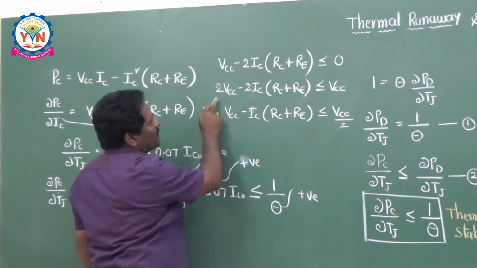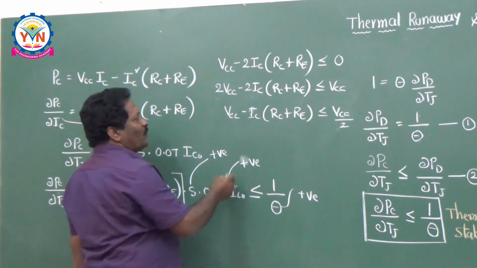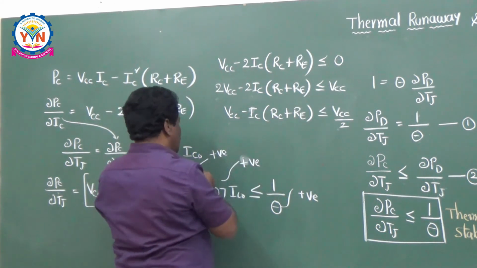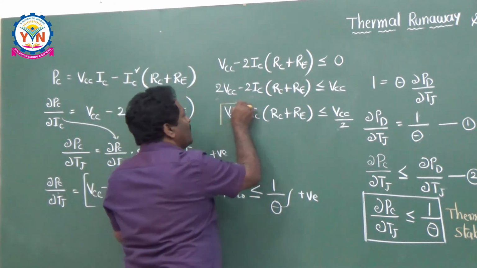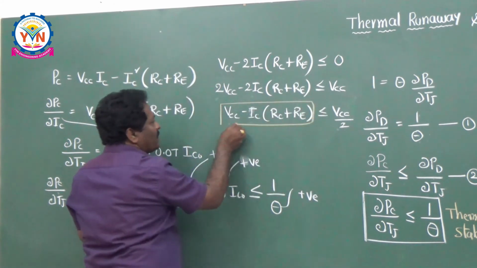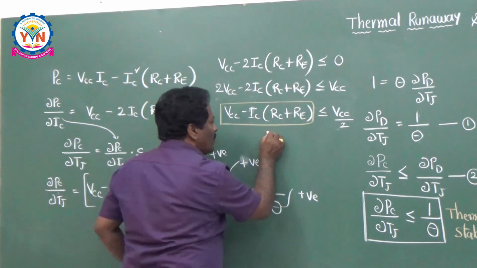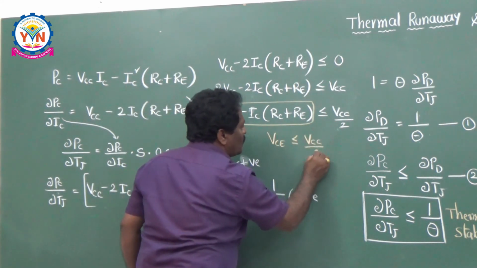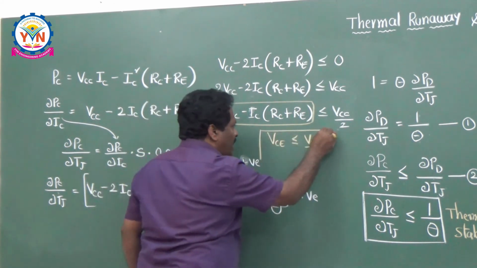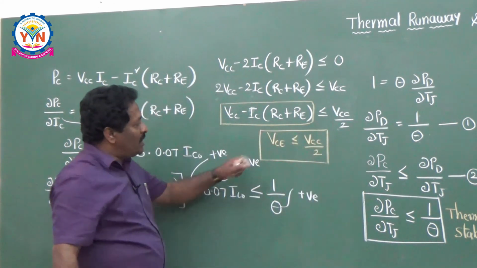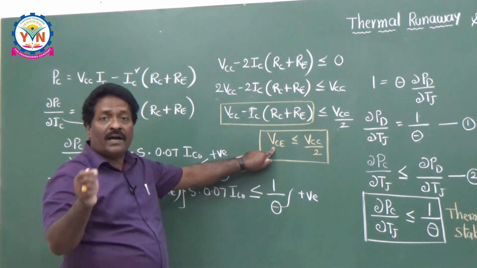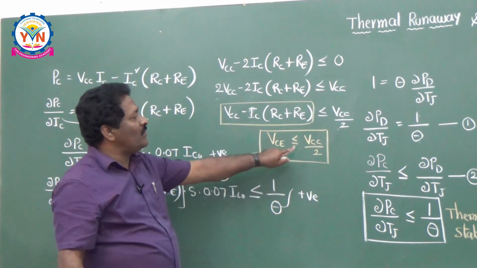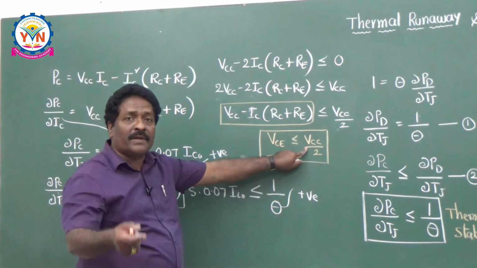This 2 is from this term as well as this term. Therefore, I can say VCC minus IC into (RC plus RE), which is actually the output voltage VCE, this entire thing you can replace with VCE. Therefore, I can write down VCE should be less than or equal to VCC by 2. So always remember friends, whatever the output voltage that is existing here should always be less than or equal to VCC by 2. What is this VCC? Whatever the VCC you are giving for the biasing purpose.